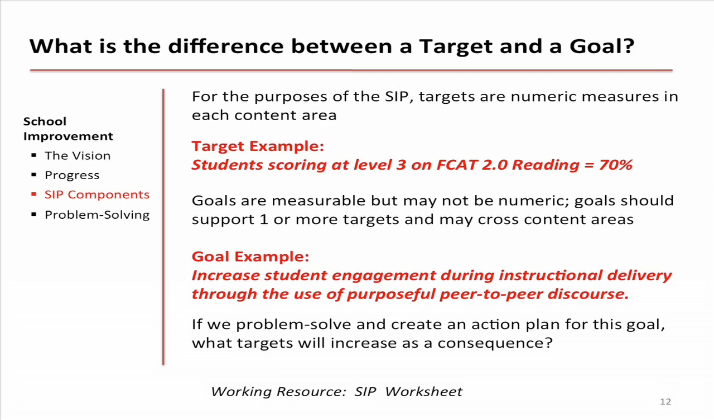Schools will be able to tag each goal back to specific targets it will support. Targets are typically measured in one way only, such as the FCAT. Goals may be measured in multiple ways, which can include qualitative and quantitative measures. The website will take you through questions similar to the SIP worksheet provided to you in your email.